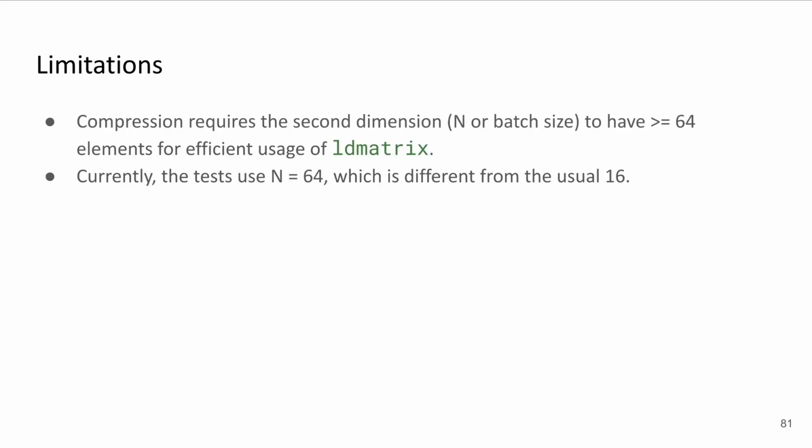So there's currently some limitation, and the biggest limitation is we require the second dimension, which in this case will be the batch size, to have greater than 64 elements for efficient usage of LD matrix. And the test also currently uses n equals 64, which is different from the usual 16 elements for the batch size. We have this limitation because we wanted to fully utilize the LD matrix operation, and we wanted to load 4 MMA tiles at once. If we only have 16 elements in a row, then we won't be able to efficiently utilize the LD matrix operation.